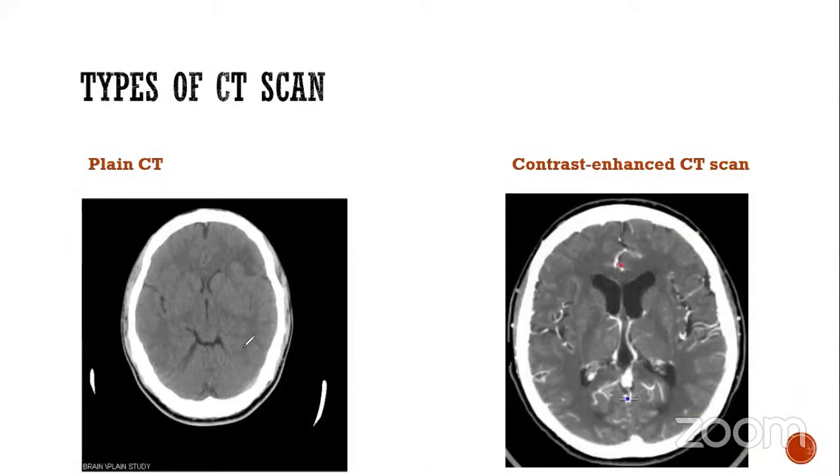Plain CT is the initial procedure of all patients and is frequently the only required one. Several lesions like hemorrhages, infarction, calcification, and ventricular dilatation can be clearly demonstrated with plain CT.